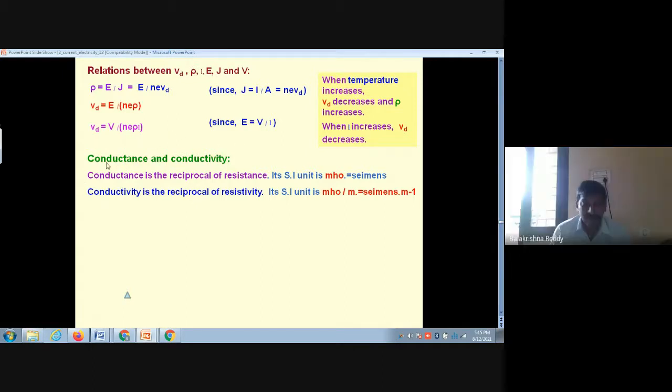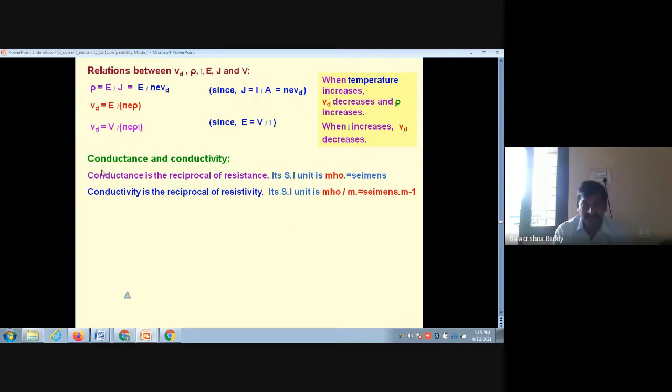Now you can see here Vd equal to V by NE rho into L. This gives a relation between the drift velocity and electric potential with the resistivity. Now, just now I have told the units for the resistance is ohm, for the resistivity is ohm meter we will write. So when you write ohm meter, that indicates the resistivity.